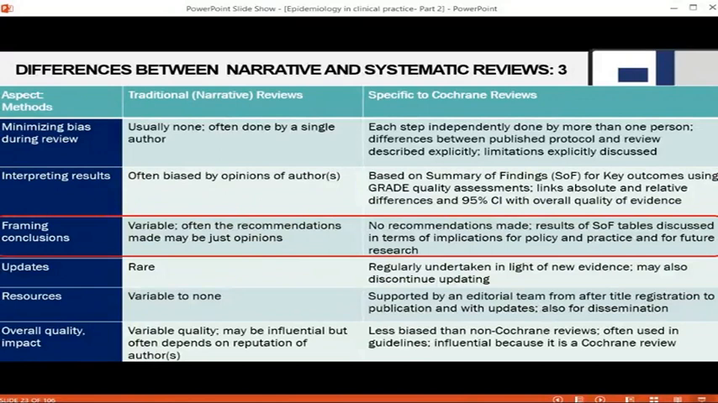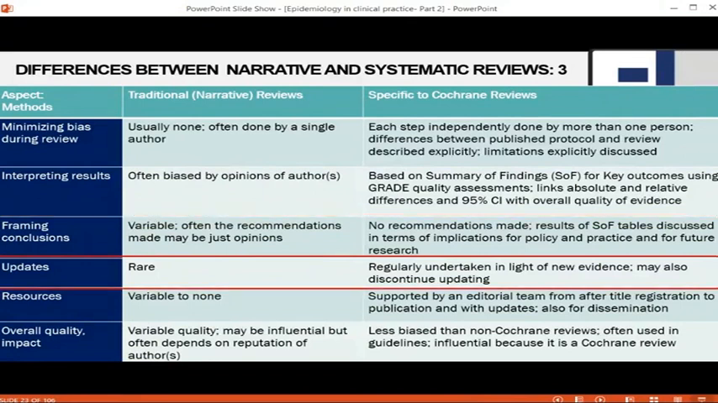And when we conclude the review, we don't make any recommendations in systematic reviews, because that's the job of people who are going to use it. We can discuss the implications, we can tell you what the implications are of the findings. And Cochrane reviews are regularly updated when you have new evidence. And if you think that there will be no new evidence, they'll say, okay, we are no longer updating this review because we have enough evidence.